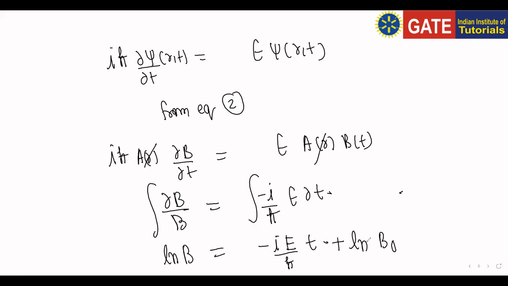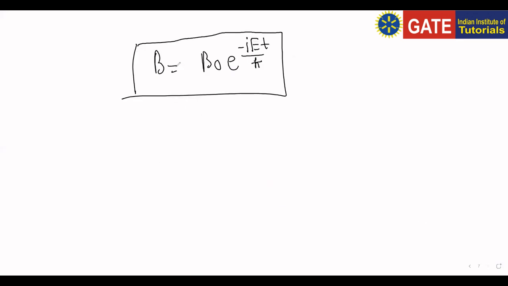This is basic elementary mathematics. Take ln B naught; ln A minus ln B is ln A upon B, right? And in order to remove the logarithm, you have to take the exponential on both sides, the anti-logarithmic function. So B equals B naught e to the power minus i E t over h cross. This is the time dependence of your wave function. B of t is B naught e to the power minus i E t upon h cross.